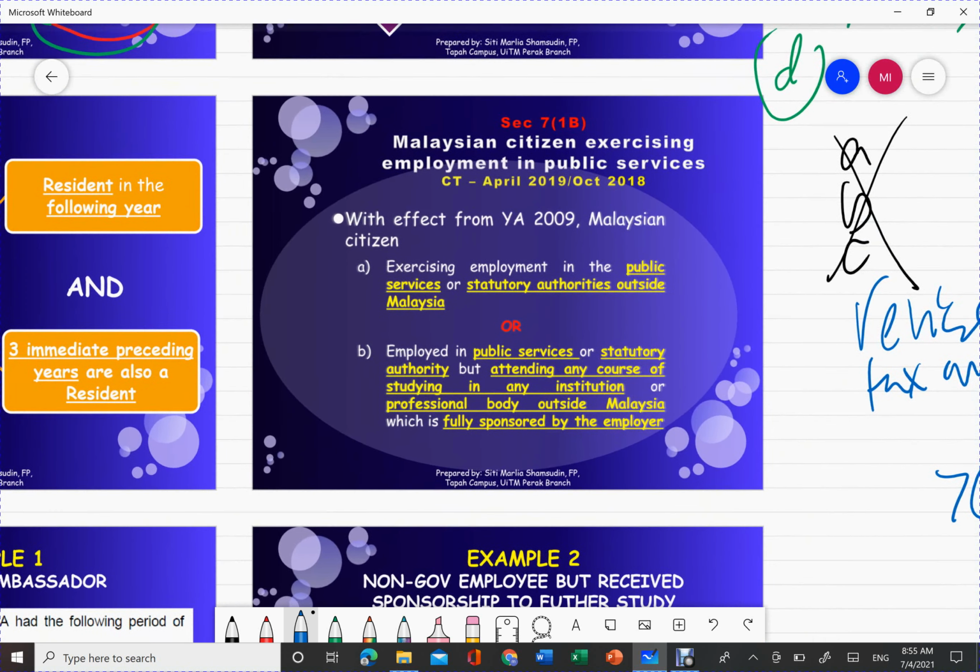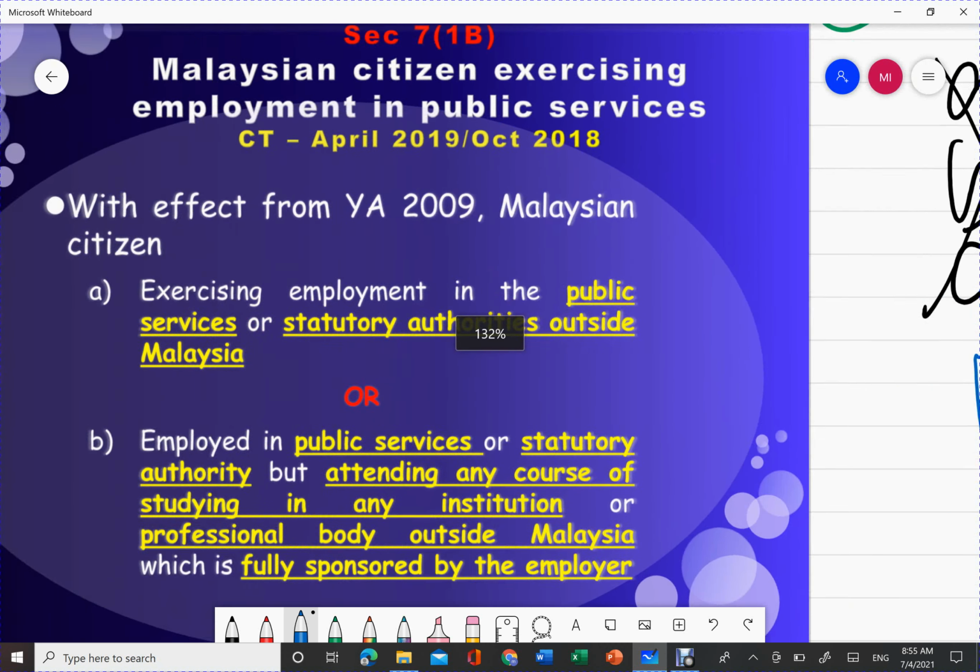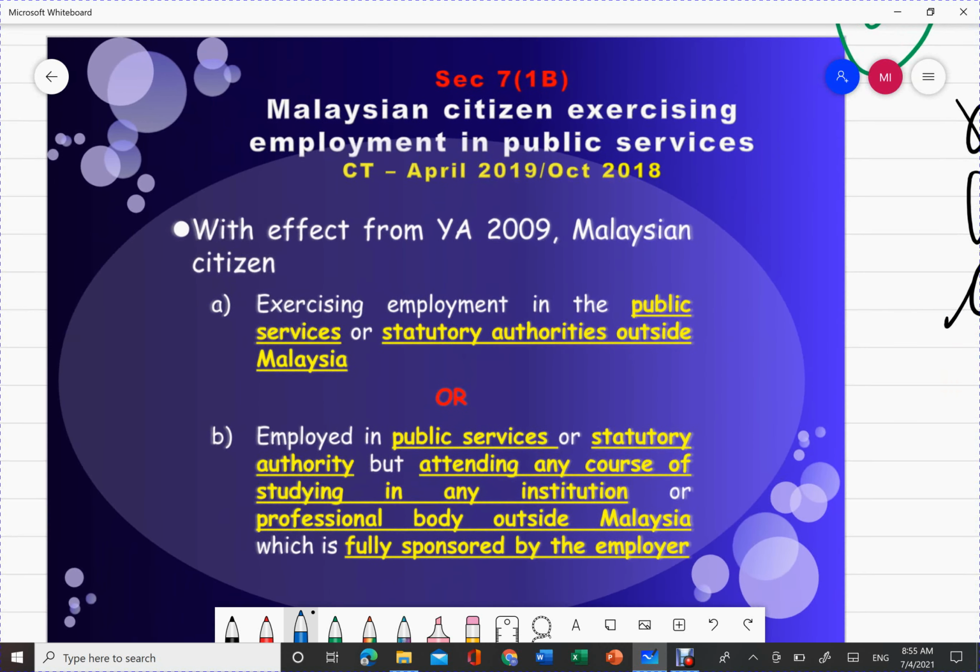Okay, now there's another thing we need to look at, which is section 7(1)(b). It says that a Malaysian citizen exercising employment in public services. Public services means this individual works with the Malaysian government. For those who work with the government, we call them working in the public sector or public services.